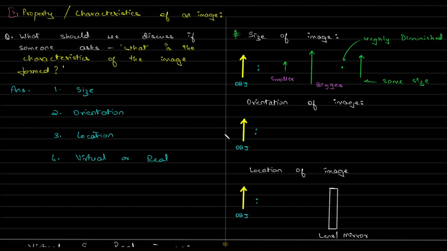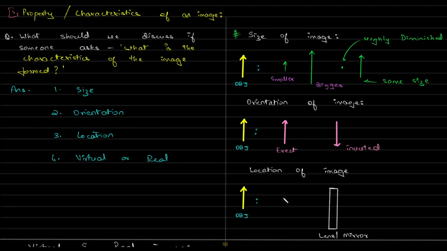When we talk about orientation, it can either be upright or upside down. So this is called erect and this is called inverted. This is an example of an inverted image. This is an erect image.